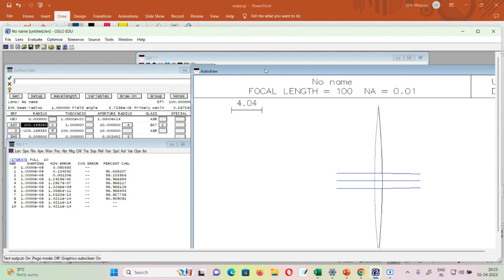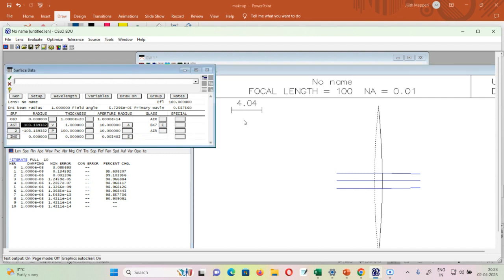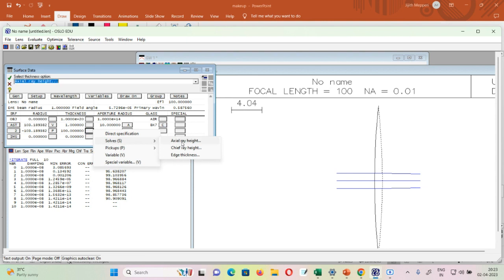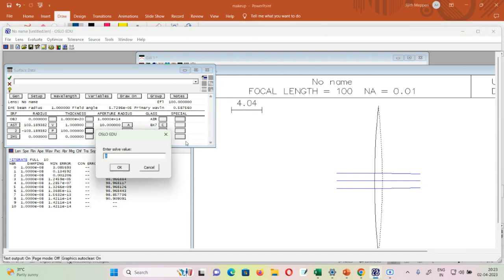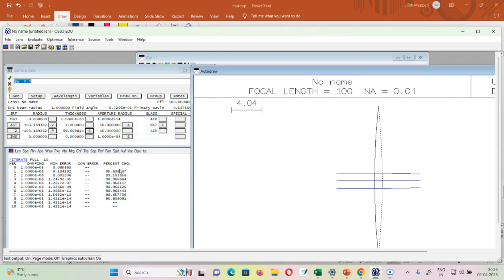Now with this lens we are going to do our experiments. Here I put a random value, some 100. Now I am saying that I don't want a particular distance here. I want to know where the image is formed. So I will put a solve here, and I will put the axial ray height as 0.